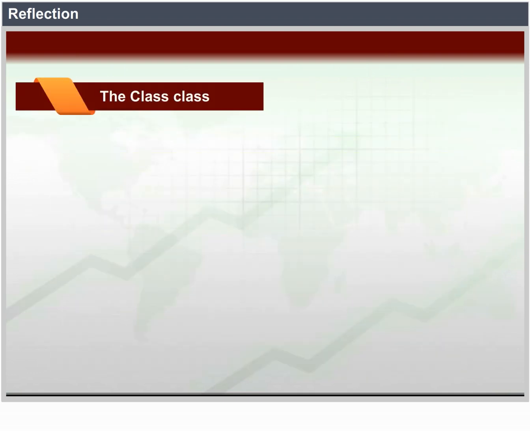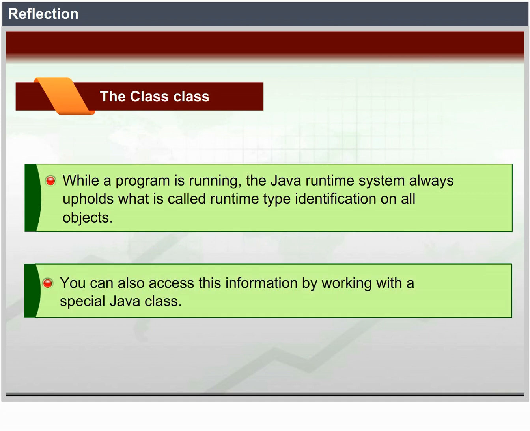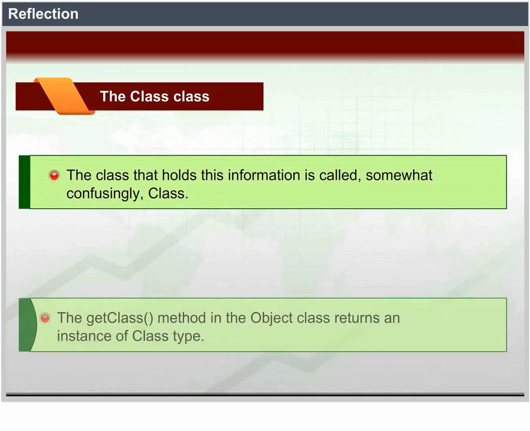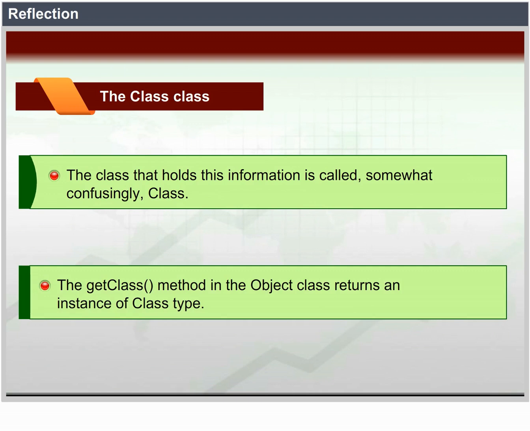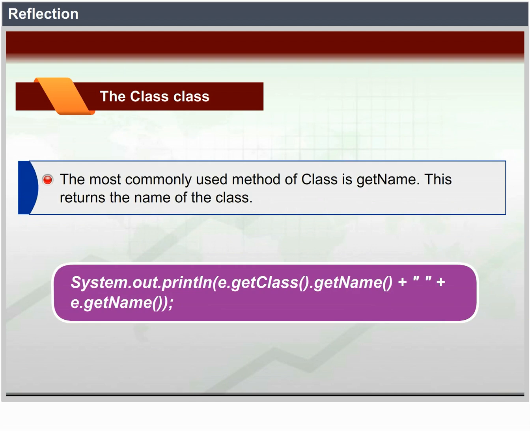The Class class. While a program is running, the Java runtime system always upholds what is called runtime type identification on all objects. You can also access this information by working with a special Java class. The class that holds this information is called, somewhat confusingly, Class. The getClass method in the Object class returns an instance of Class type. A Class object defines the properties of a particular class. The most commonly used method of Class is getName. It returns the name of the class.